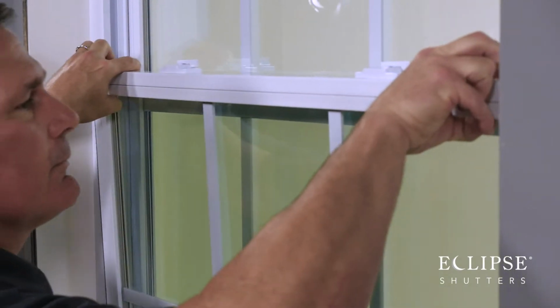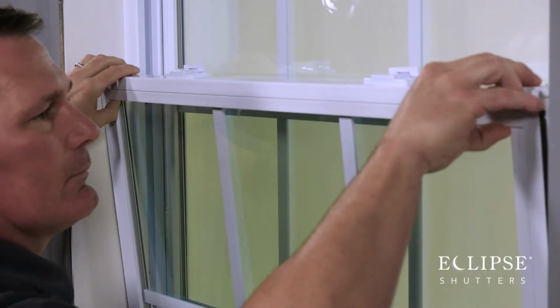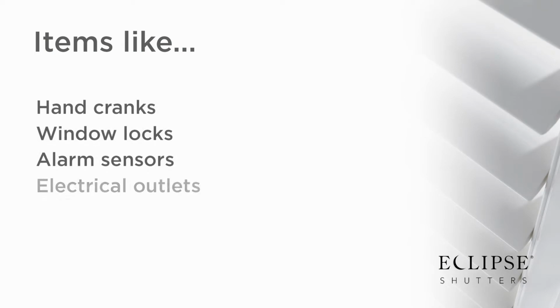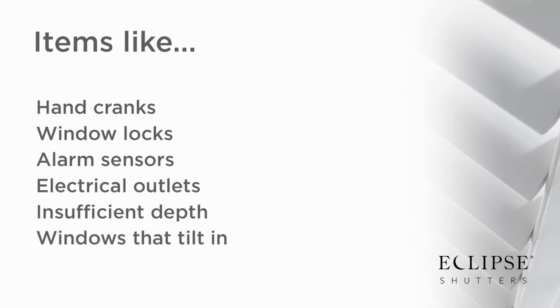For example, always scan the window for anything unusual that could prevent the frame from being placed in or around it. Items like hand cranks, window locks, alarm sensors, electrical outlets, insufficient depth, or even windows that tilt in. Many of these issues will determine the type of mount and louver size option.